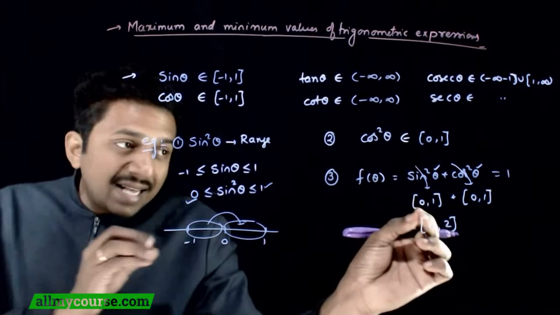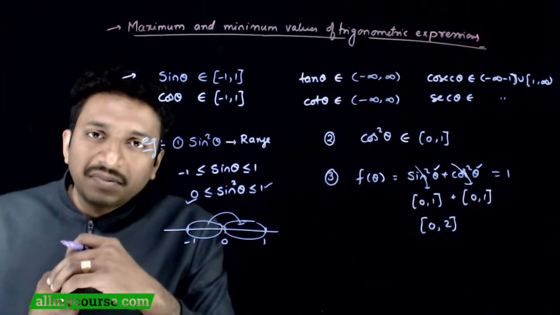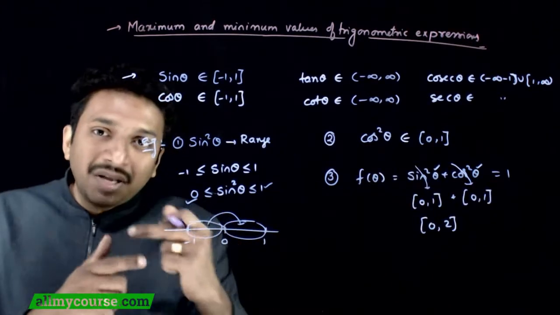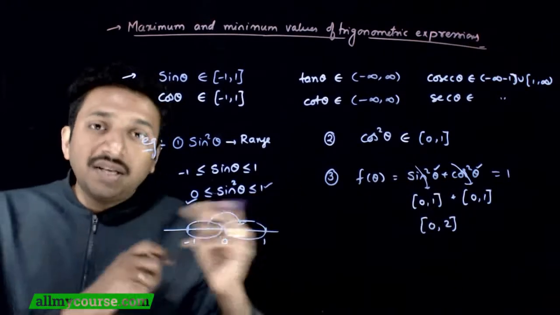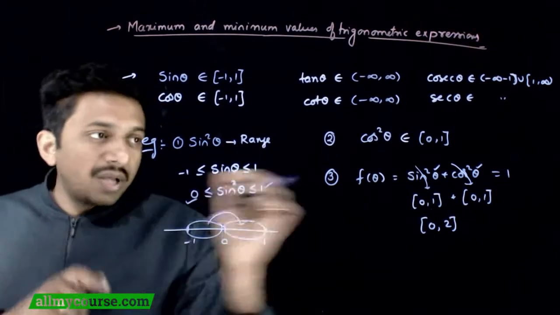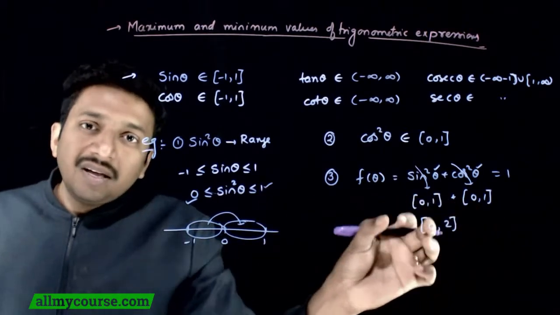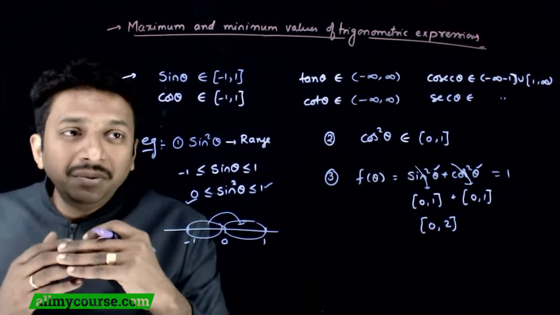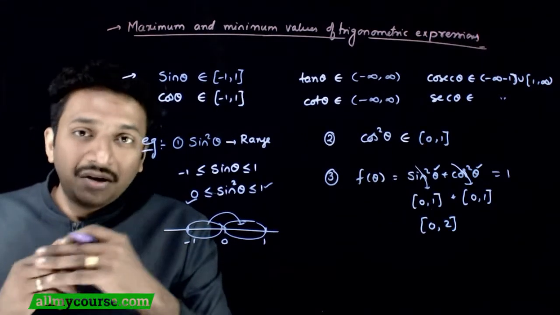So if sine theta has some particular value, cos theta cannot have a range of values. So these two numbers depend on each other, and they depend in such a way that their sum of squares is always equal to 1. So I cannot individually add the ranges of the individual functions. That's what you need to remember. Be careful in this topic.